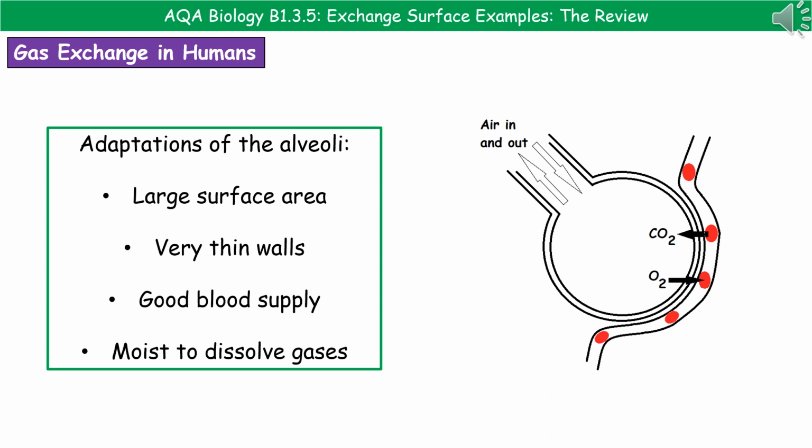There are four adaptations of the alveoli that we need to know. First one that we've already mentioned, they've got a large surface area. Second one, they've got very thin walls, only one cell thick again, whole idea, short diffusion pathway. Third one, good blood supply, therefore maintaining that steep concentration gradient. And the last one, the word that everyone loves to hate, the word moist. So they've got this moist surface because that will help dissolve the gases to allow them to transport into our blood.